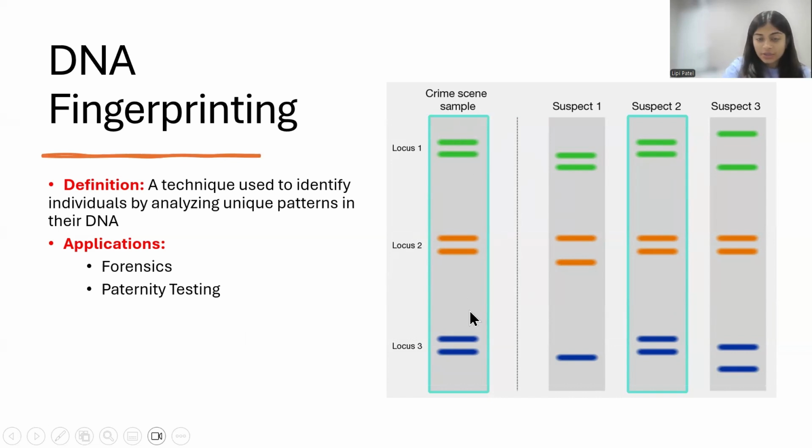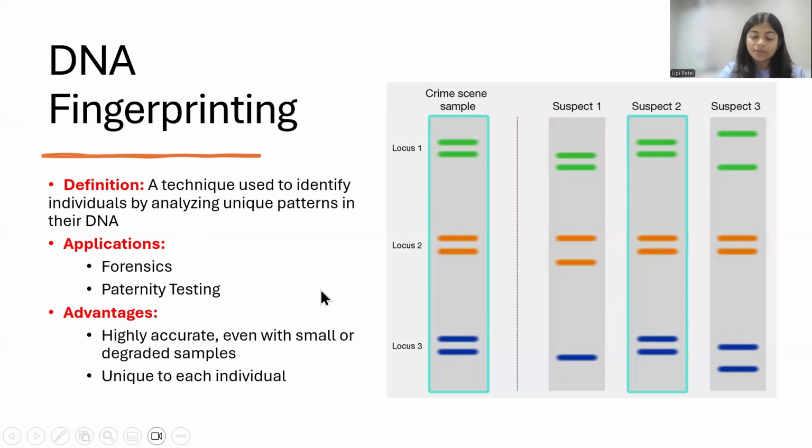We have the reference over here. We want to see if it matches with any of these 3 suspects. You already have the answer over here, but to confirm, the 2 bands on this side have to match with the 2 bands on the suspect sample. So it's pretty clear and obvious that suspect 2 is the person responsible, because 2 bands of green, 2 bands of orange, and 2 bands of blue match completely with suspect number 2.